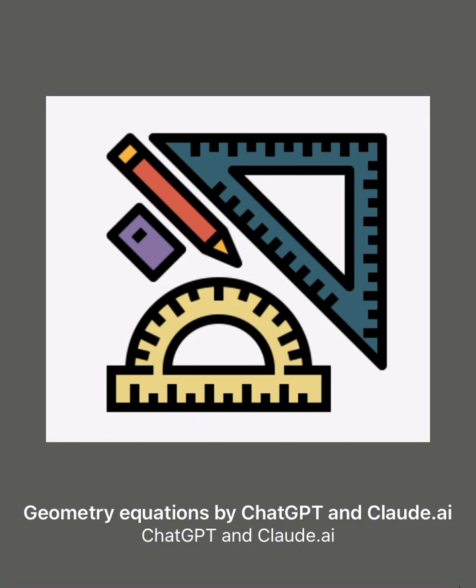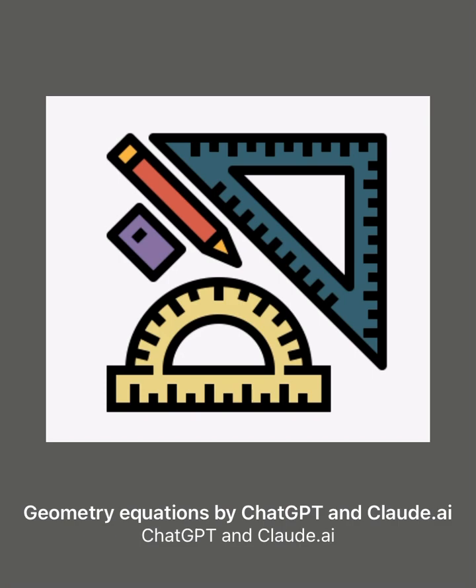The area of a parallelogram equals base times height. The area of a trapezoid equals 1/2 times the sum of the bases times the height. The volume of a cube equals side length cubed. The volume of a cylinder equals pi times radius squared times height.